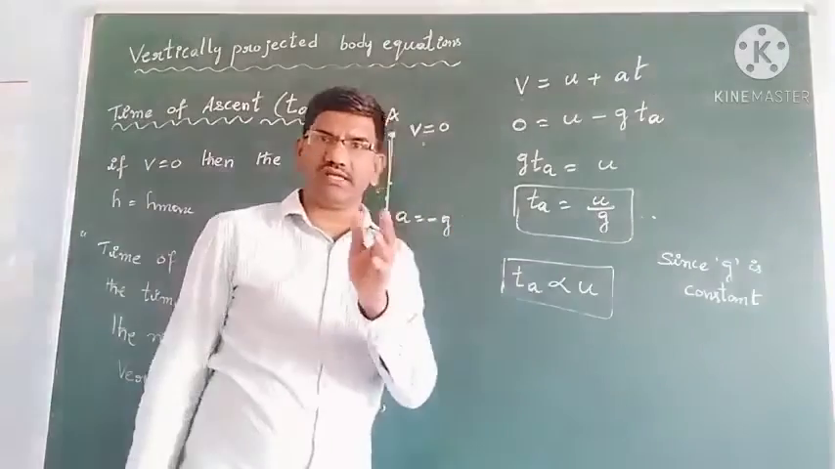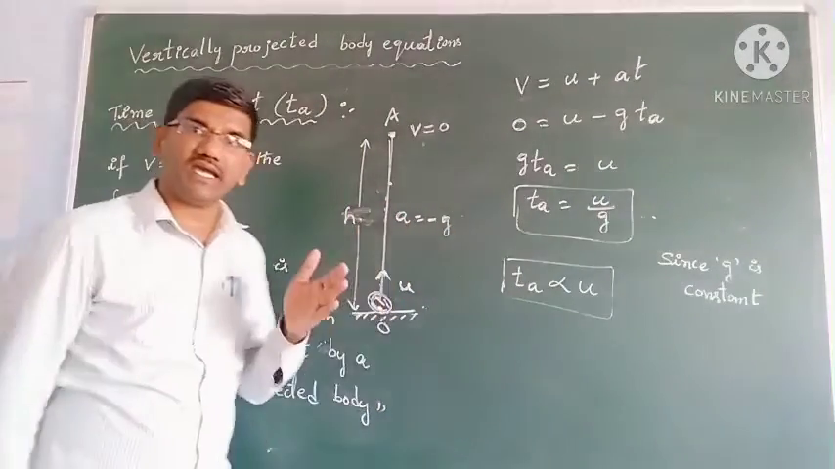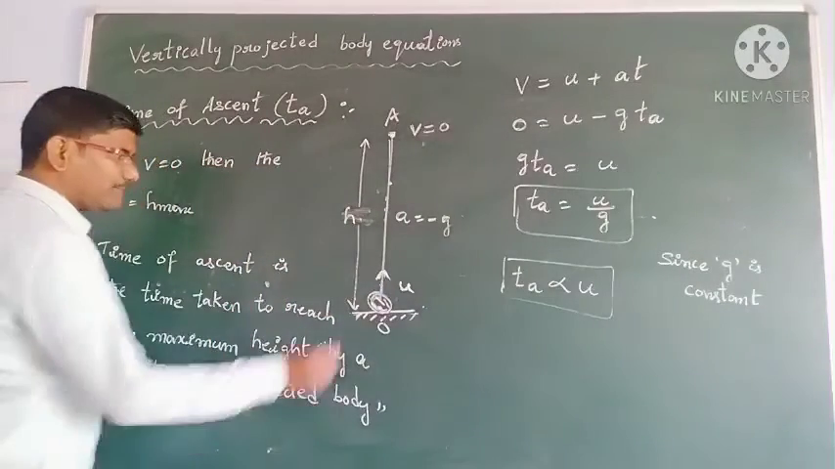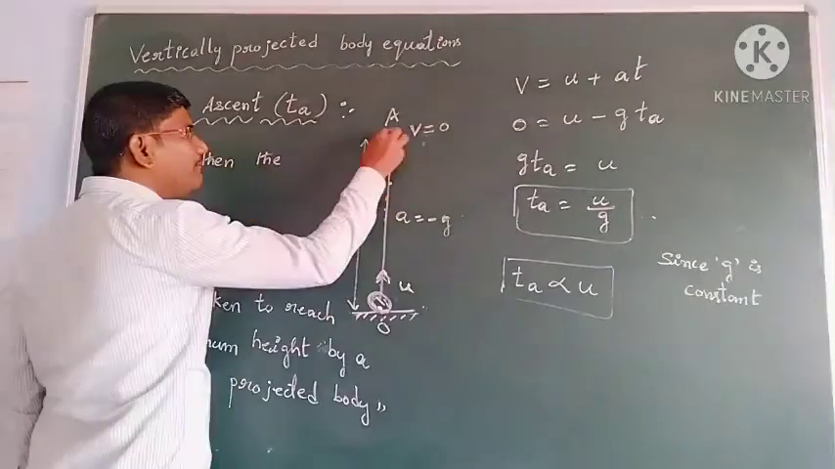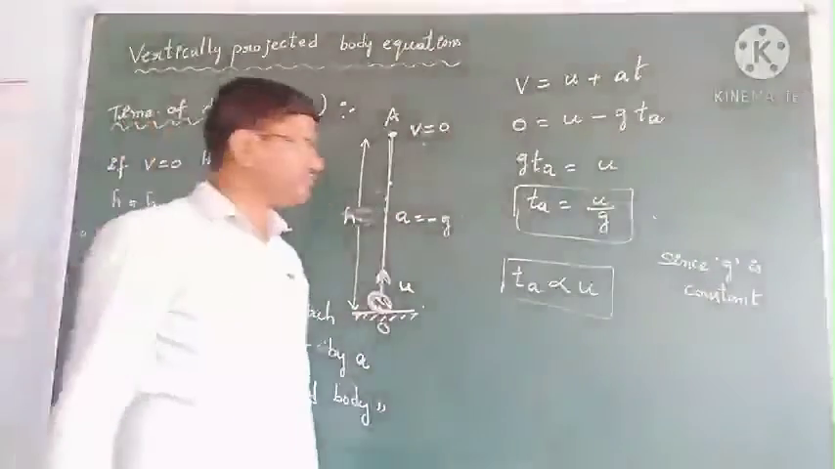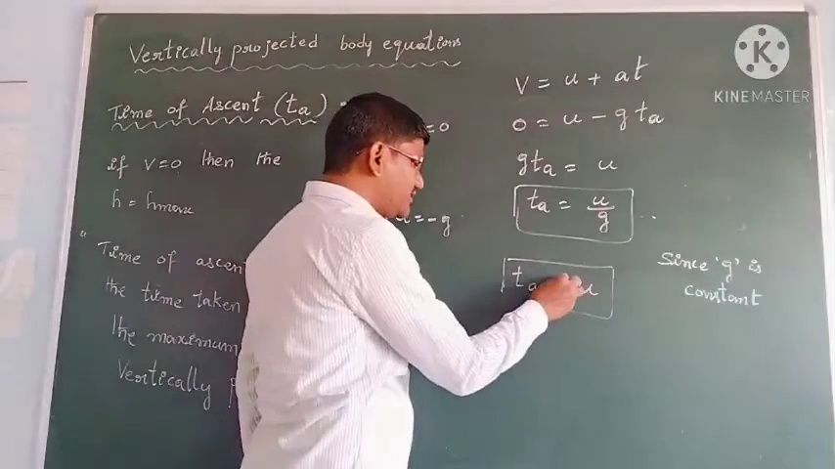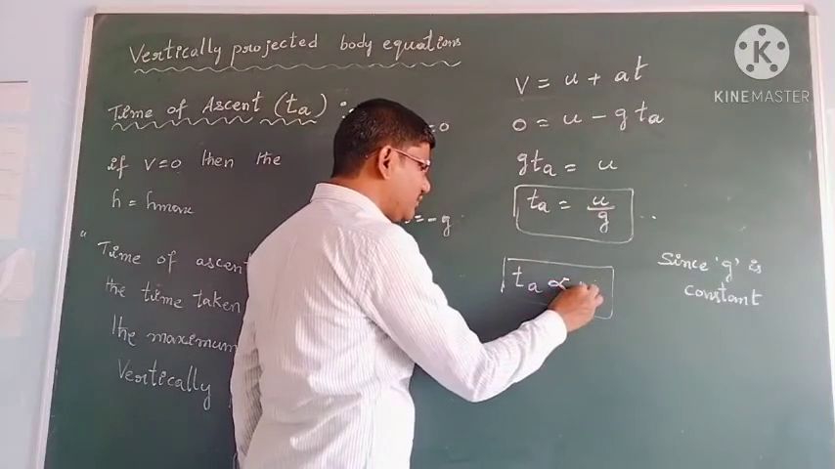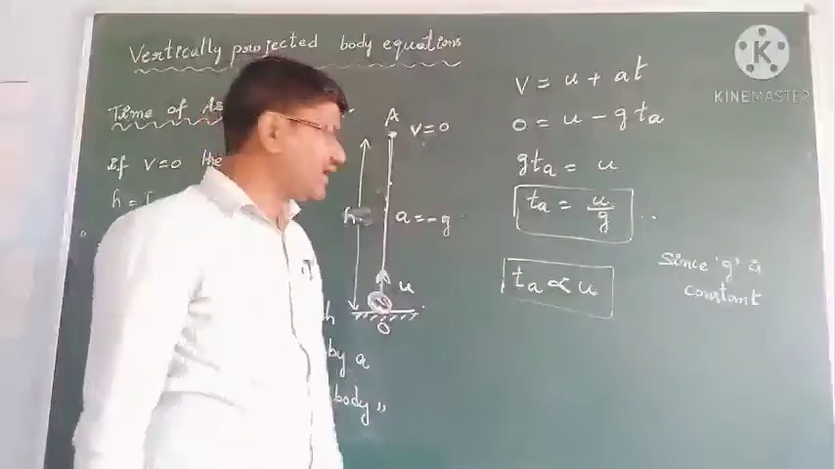So see students, time of ascent is defined as the time taken by a vertically projected body to reach the maximum height. This is called the time of ascent. The time of ascent, t suffix a, is directly proportional to u. Okay students, so you can write it like this.